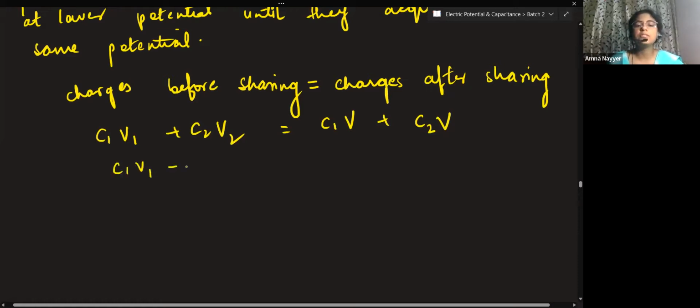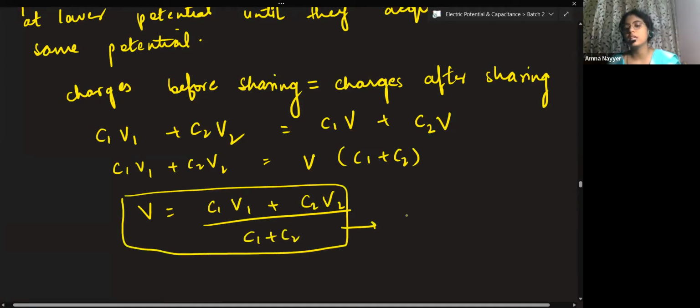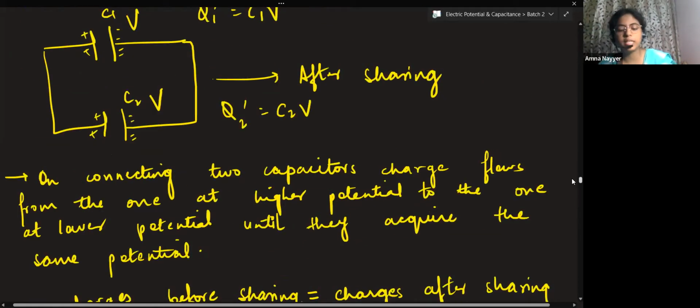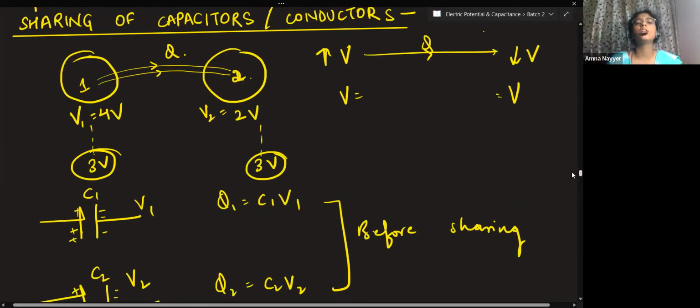Now I just have to take out the potential as common. This is C1 plus C2 times V. So V is C1V1 plus C2V2 divided by C1 plus C2. This is your common potential, achieved when both capacitors are connected by a wire or anything. Clear? There is a loss of energy also associated with this, but first note this down, then we'll calculate the loss in energy.